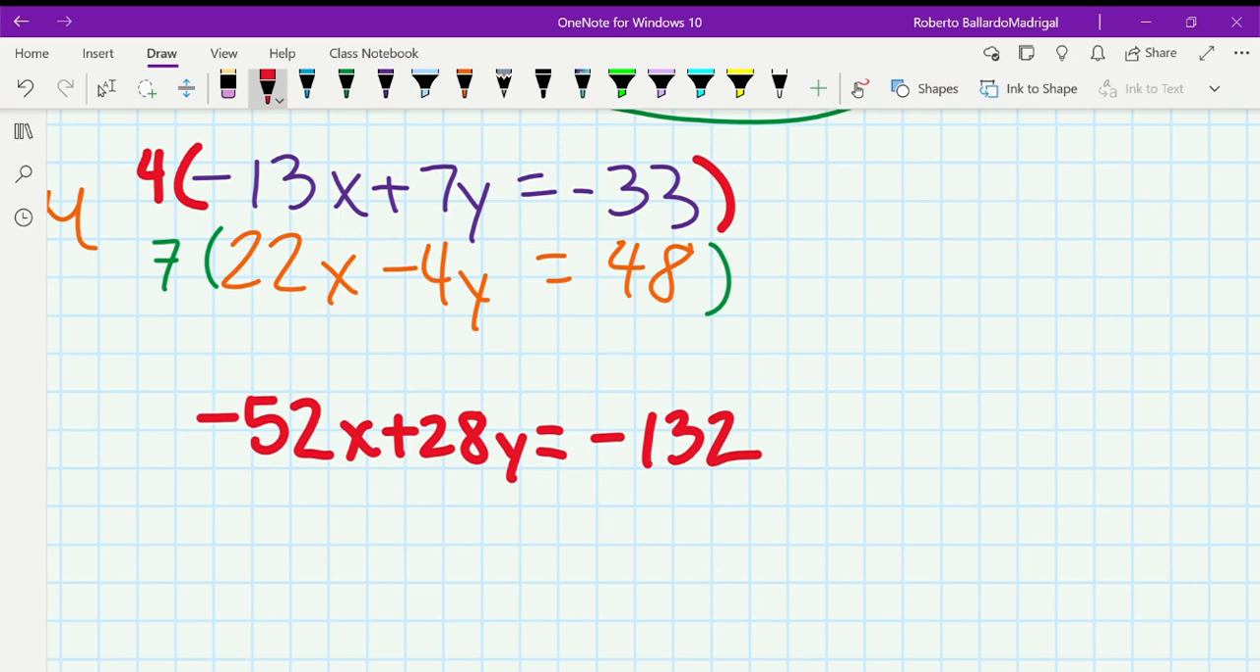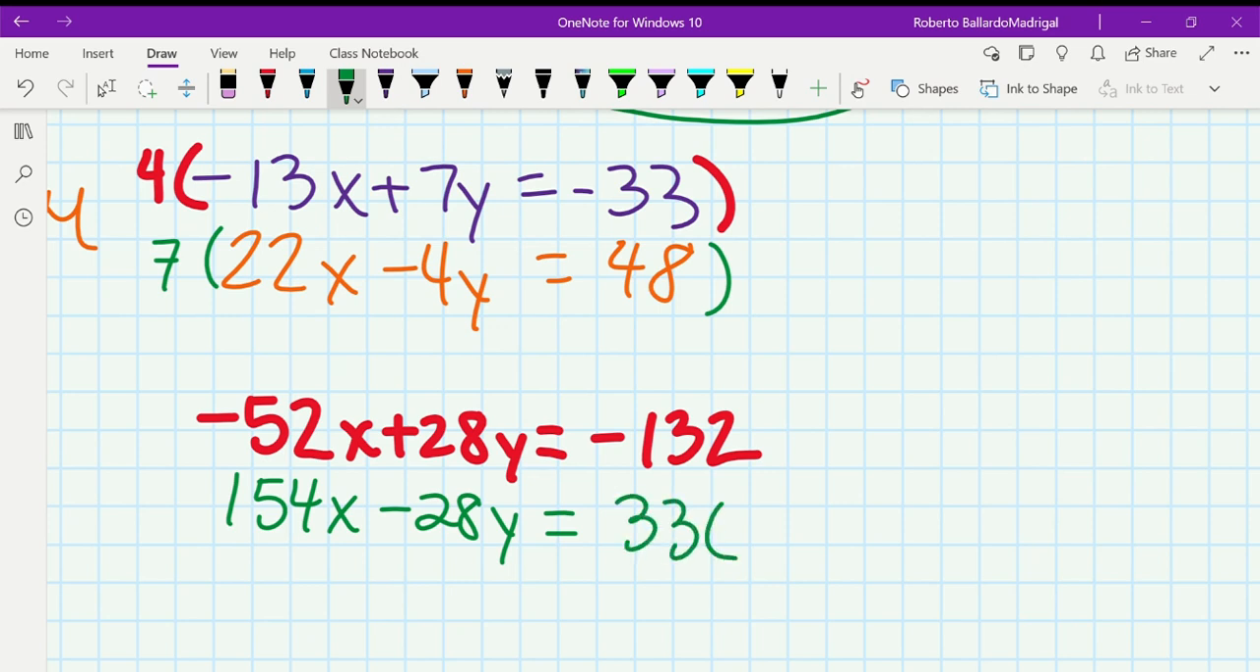Okay. Let's do the bottom. 22 times 7. Use a calculator. When you have it, let me know. 154. You sure about that? 154? Yes? Okay. 154x minus 28y equals, what's 48 times 7? 336. Okay.